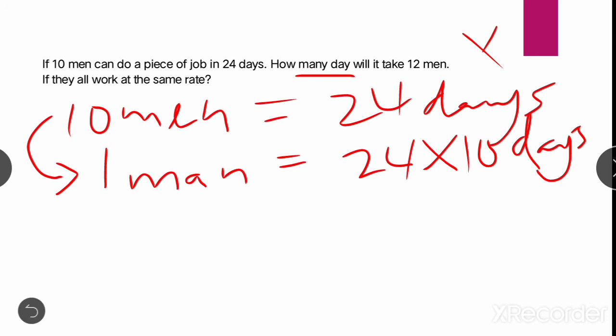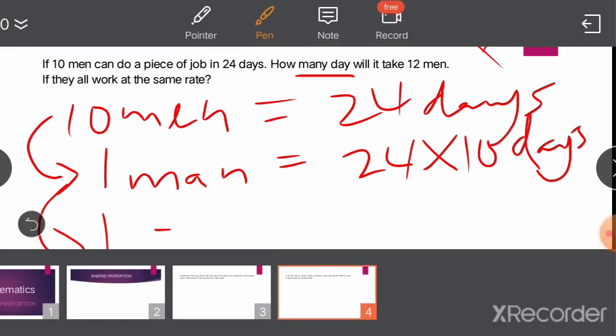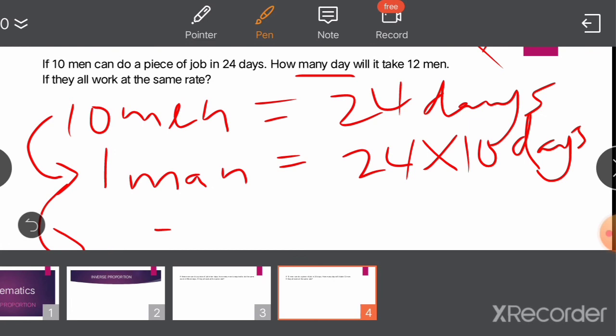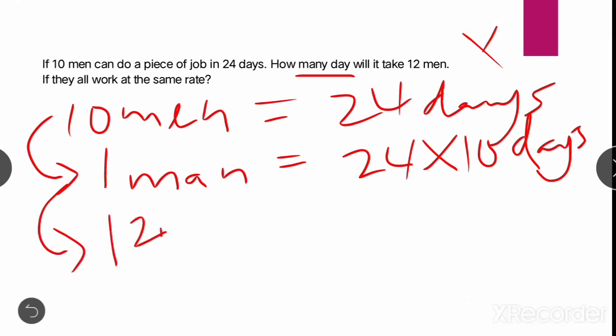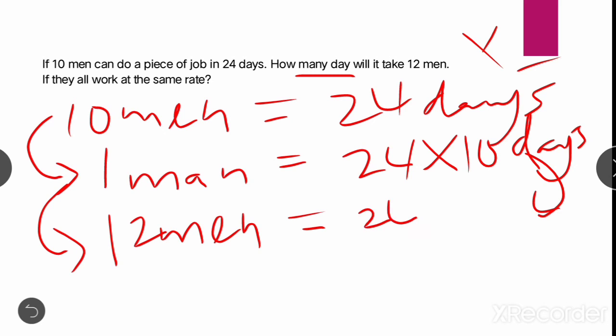Now when the number of men increases from 1 to 12 men, then what happened to the other side? It decreases, because the opposite thing must happen on the other side. So when it's decreased, we say we do what? We divide. So we have 24 times 10 over 12.